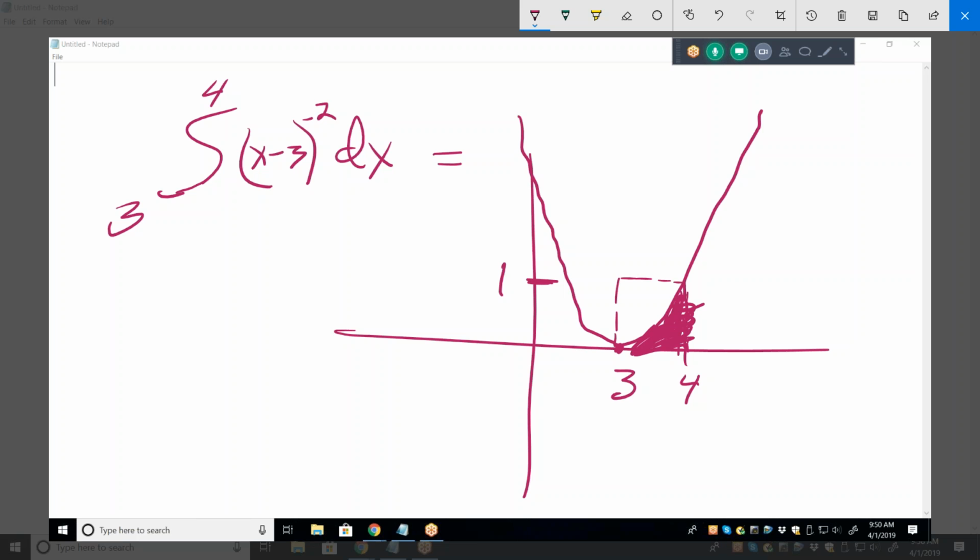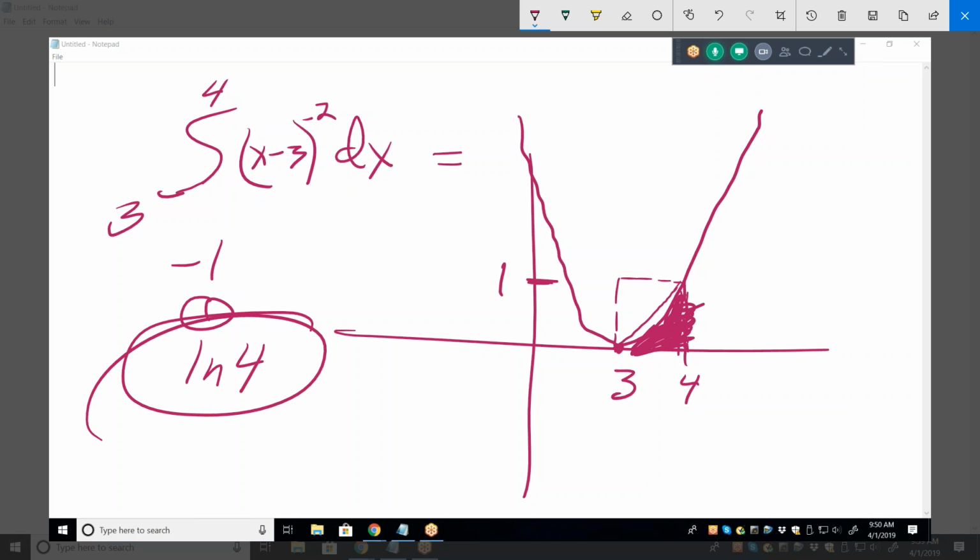Is it less than 1/2? Has to be, because there's the diagonal. Right. And since the parabola is curved, it's going to be less than 1/2. What are your possible answers? Negative 1, 0, ln of 4, or divergent. It's got to be ln of 4. Okay.